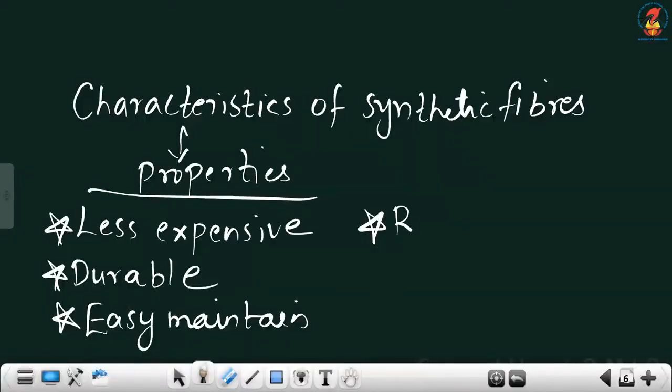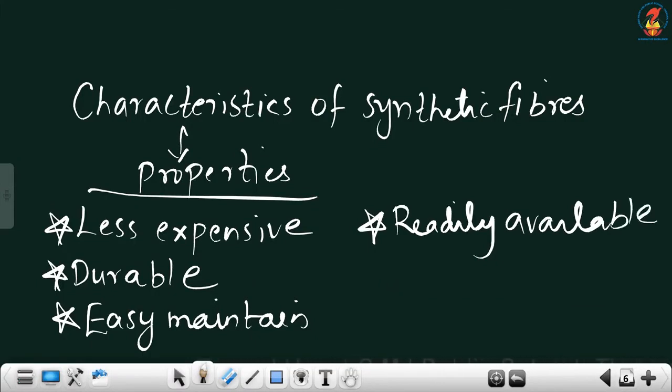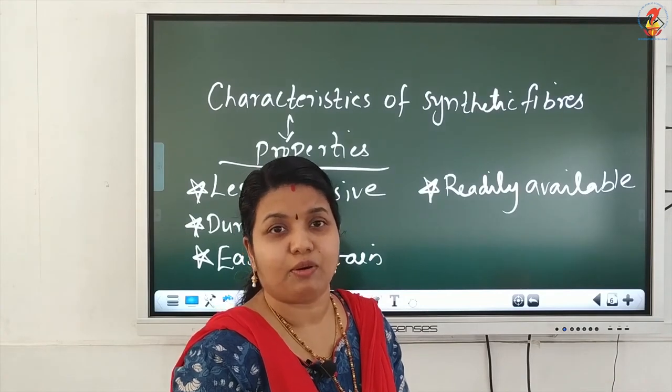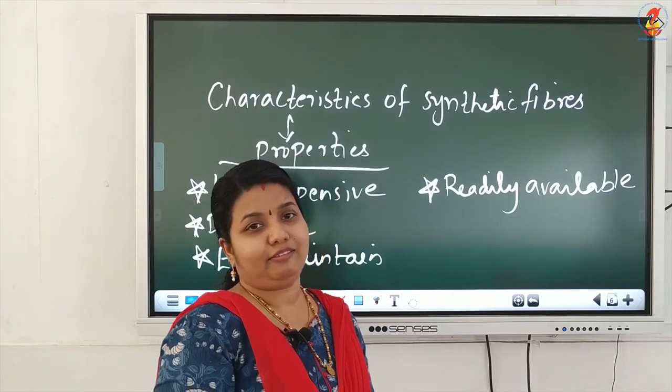Then readily available. So these are the four characteristics of synthetic fibers. They are less expensive, they are durable, they are easy to maintain, they are readily available. Okay. So these are the four characteristics or properties of synthetic fibers.